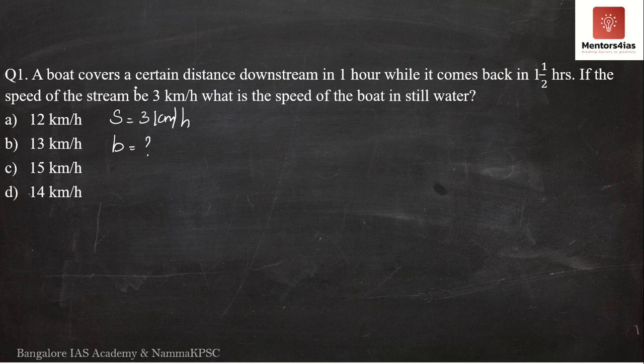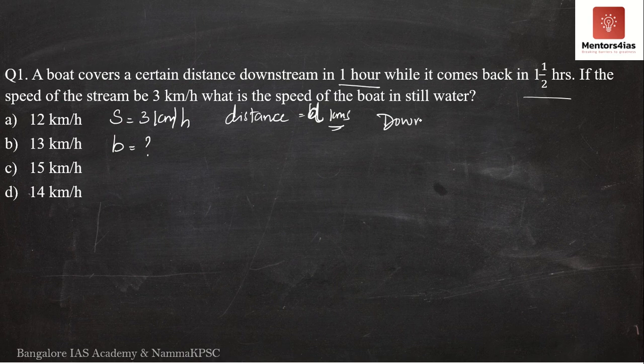Now the question also says that the boat covers a certain distance downstream. Let us assume that the distance is d. So let the distance be d kilometers. The boat covers this d distance downstream in 1 hour, while it comes back in 1.5 hours. If the speed of the stream is 3 kilometers per hour, what is the speed of the boat in still water?